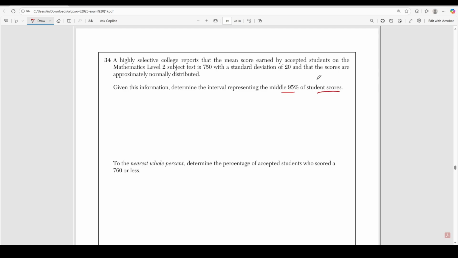So in the previous part, we already know what the middle 95% entails, and that's going to be the mean plus or minus 2 times the standard deviation. So we know that the mean is 750, and we're going to add or subtract 2 times the standard deviation, which is 20, from that. So we have 750 plus 40 and 750 minus 40. And that's going to give us an interval.